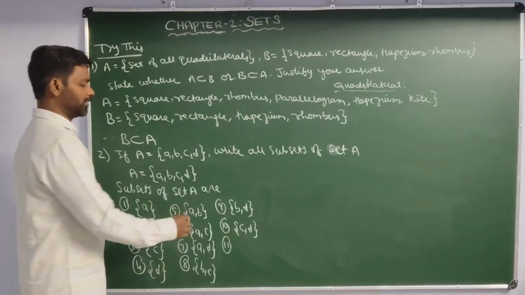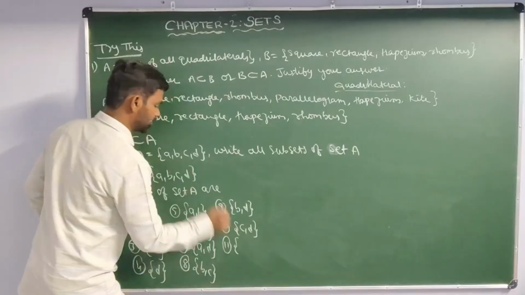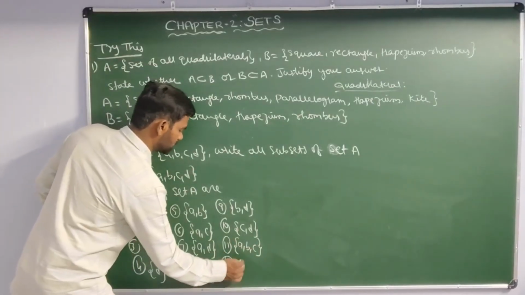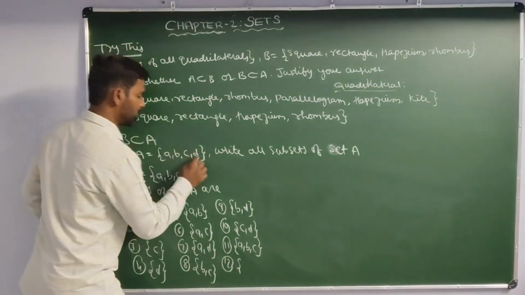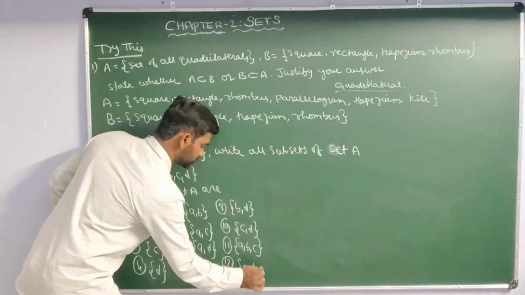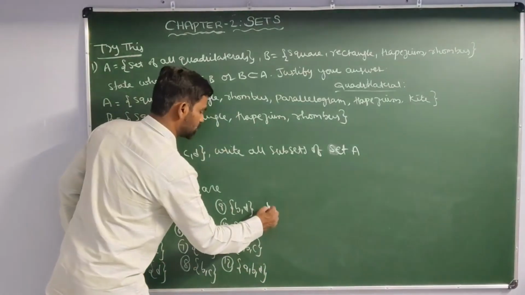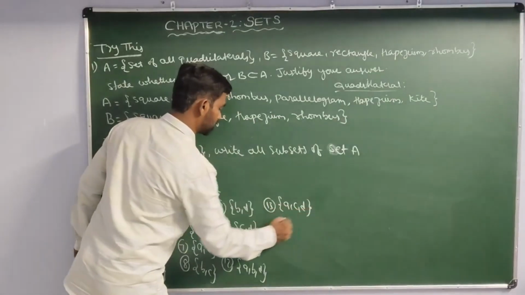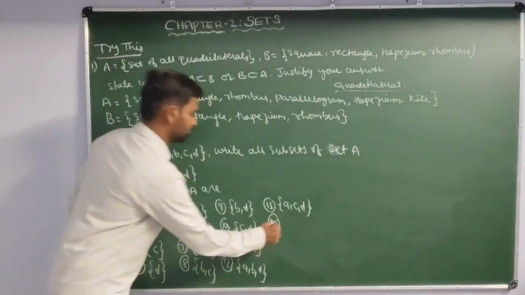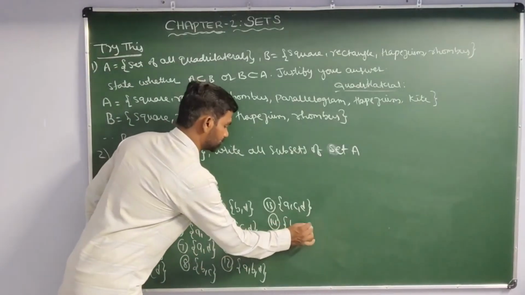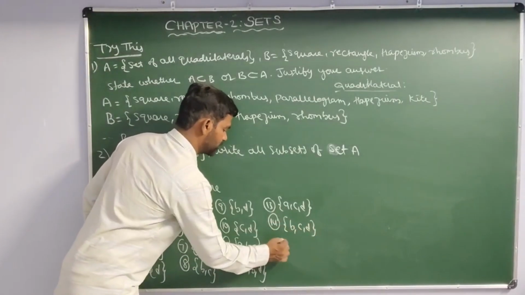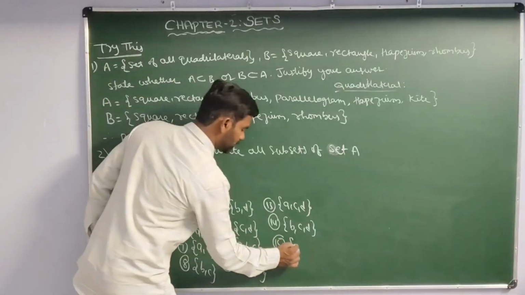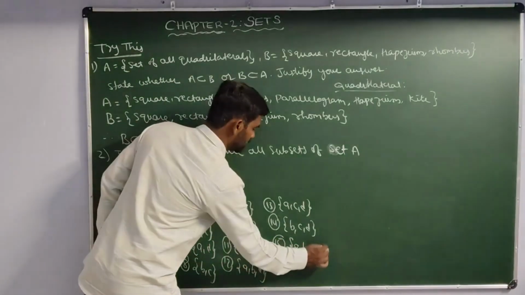Okay, next three elements. Now take three elements. What are they? A comma B comma C. Next, 12th one is A comma B comma D. Next 13th one, and 15th one is... now take the four elements. What are they? A, B, C, D.